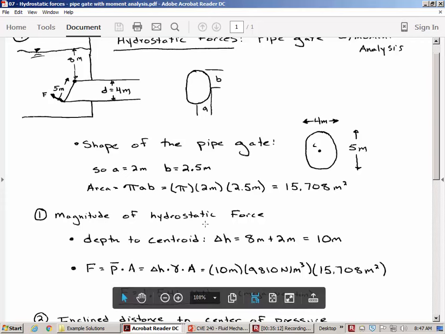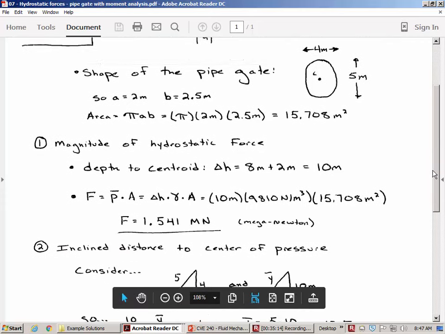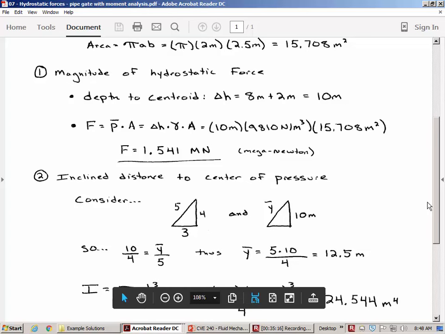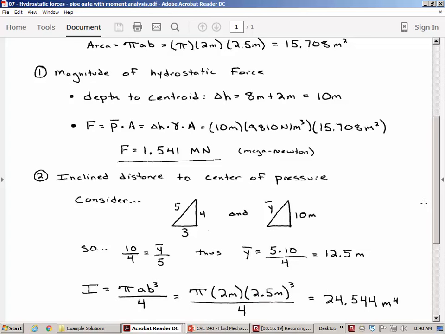All right, now the inclined distance to the center of the pressure, I solved that one by comparing like triangles. If we've got a 3, 4, 5 triangle, that happens to be the same shape and the same angles as the vertical component is 10 meters. That's the depth to the centroid vertically. And y bar is the inclined distance from the centroid to the water surface. So I just compare these two triangles together, and then I get that y bar is 12.5 meters.